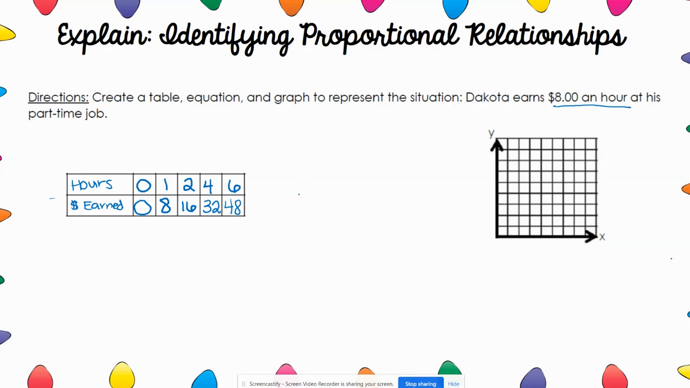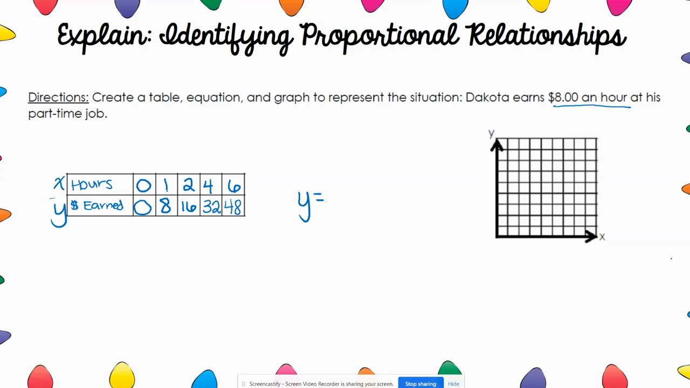So an equation that represents this is that y equals, because with an equation, we should always start with y equals, and then it needs to be a number times x. Well, in a table, you need to know that the first value in your table is always your x value, and your second value is always y.